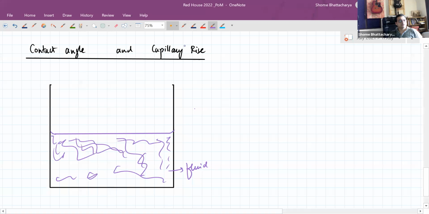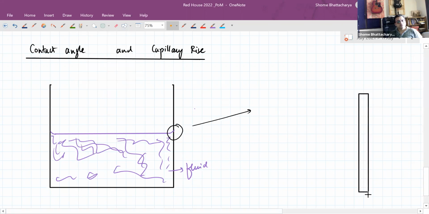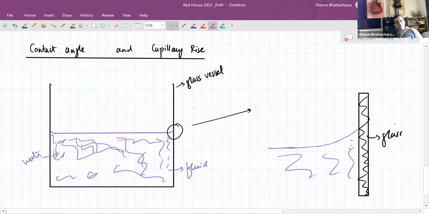If we now observe this situation under a magnified diagram, suppose this is the outer wall of our glass container, and suppose this is something typically like water. The surface of water where it comes in contact is bent like this. And where it is in contact with the glass wall exactly, if we draw a tangent to the surface, that tangent makes an angle theta, or theta c, with the vertical, and that is called the angle of contact.